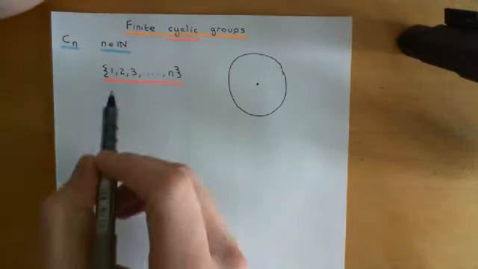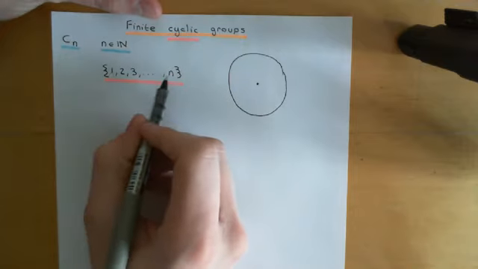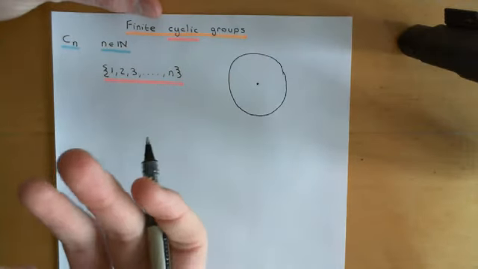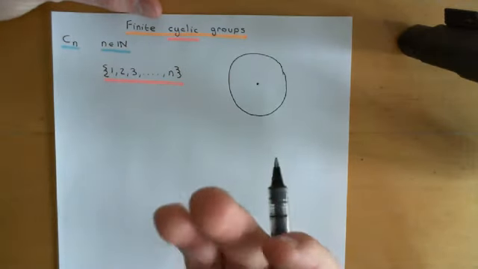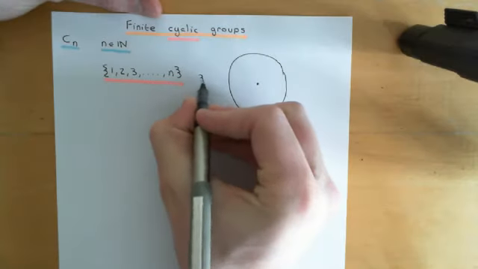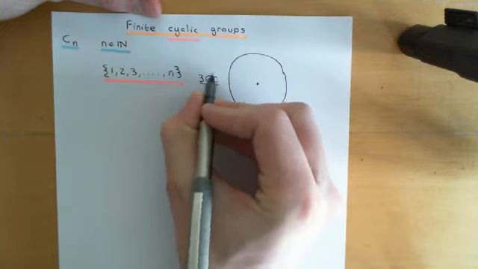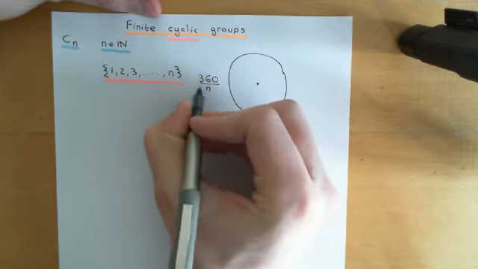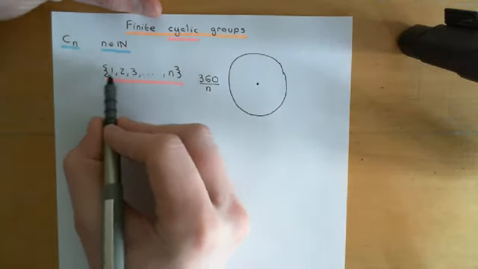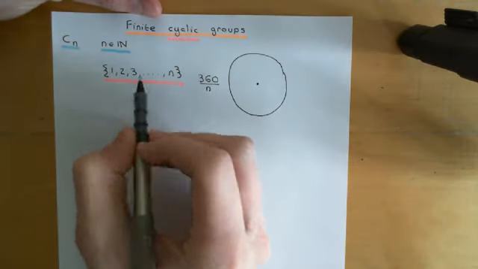Okay, now, I want the n little numbers here to be evenly spaced, so I want the angles between them to be the same. So what I need to do is take 360 and divide that by little n. So I'm dividing 360 degrees into little n pieces, and that will give me the angle that I need to have between each one of these elements.